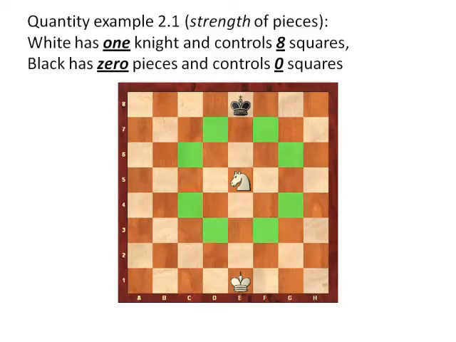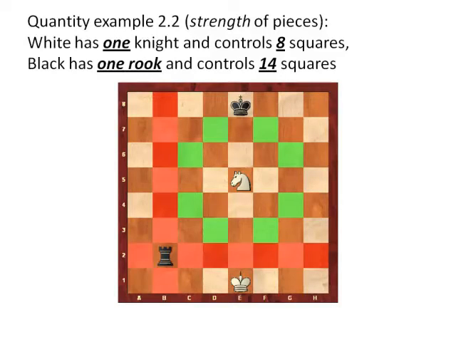In this diagram we have a quantity example about the strength of pieces. To start off with, White has one knight and controls 8 squares. Black has 0 pieces and controls 0 squares. However, in the 2.2 example, White still has the one knight and controls 8 squares, but now Black has one rook and controls 14 squares all of a sudden.